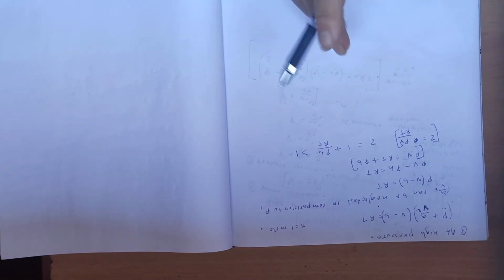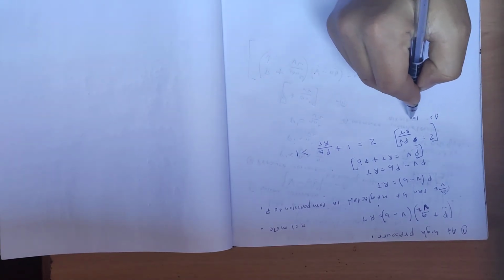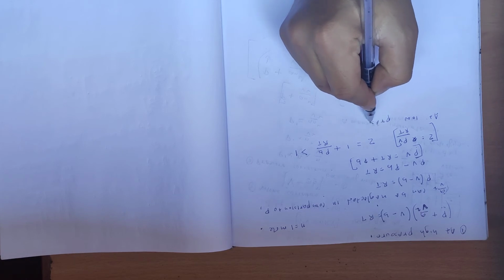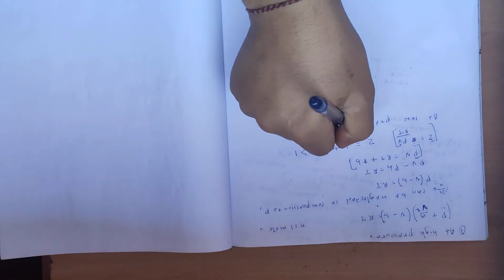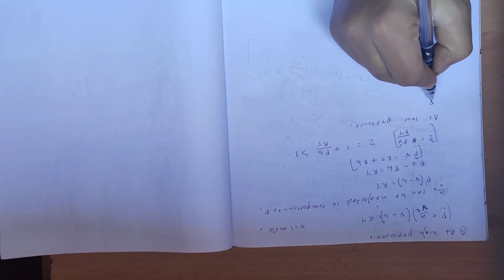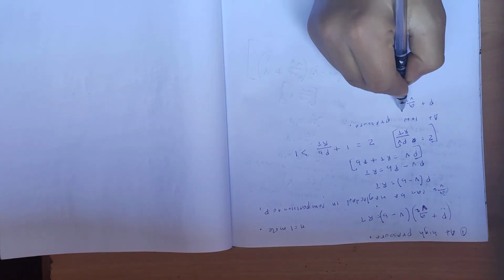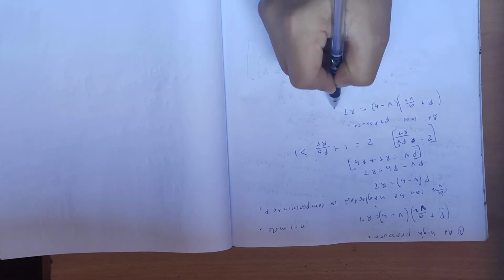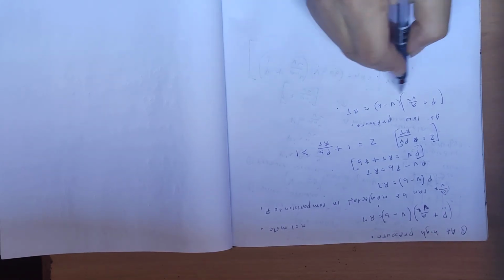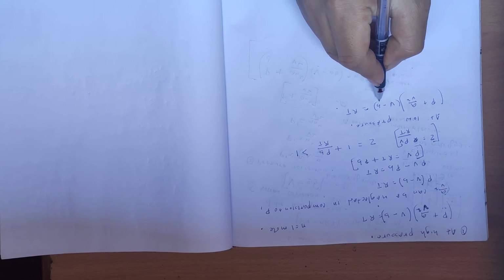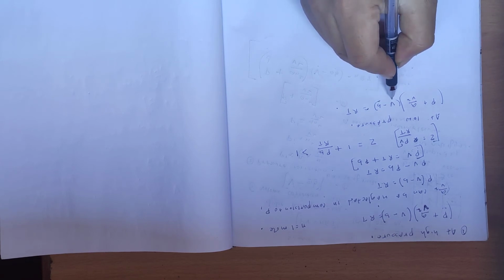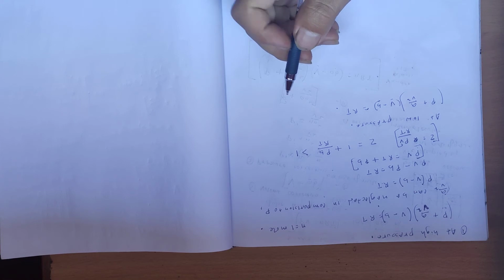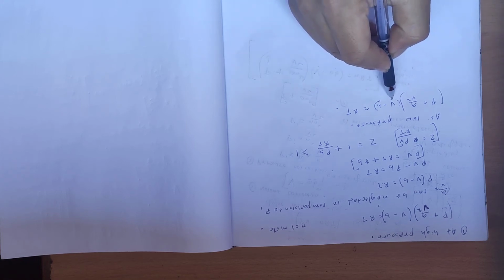Now at low pressure, (P plus a by V squared)(V minus b) equals RT. Now from here also I can neglect b as compared to V, because this value will be much greater than this.